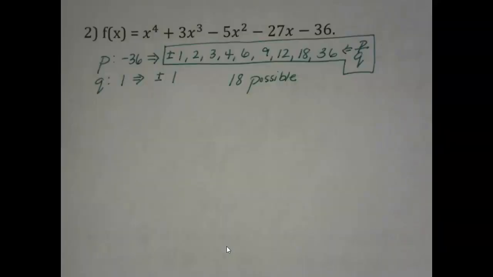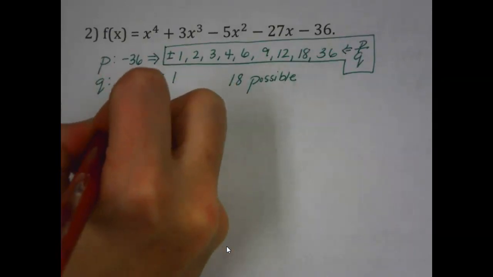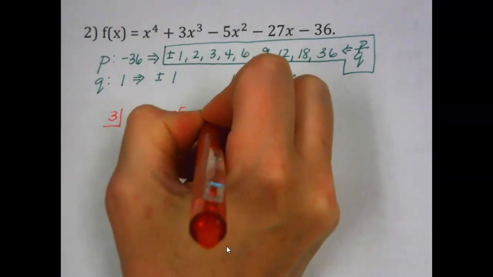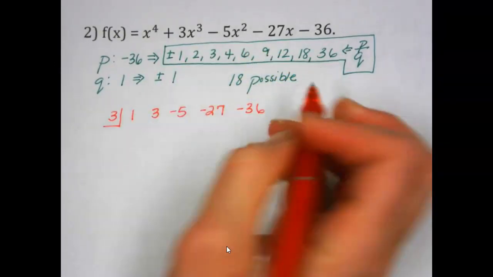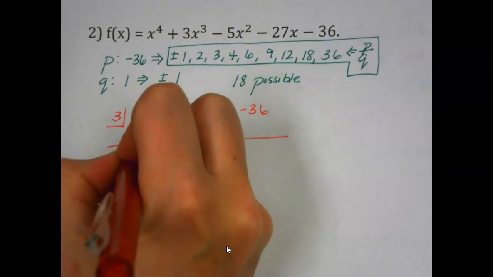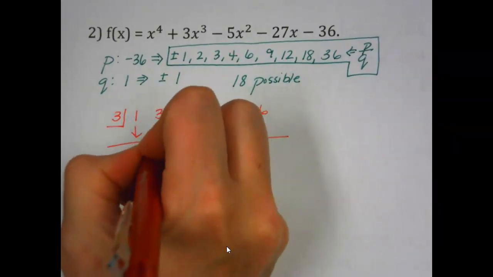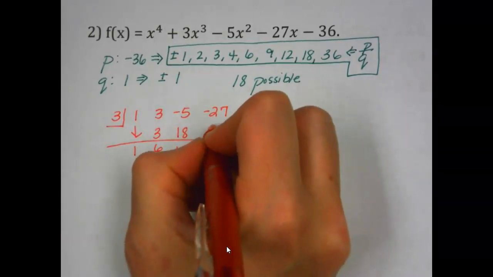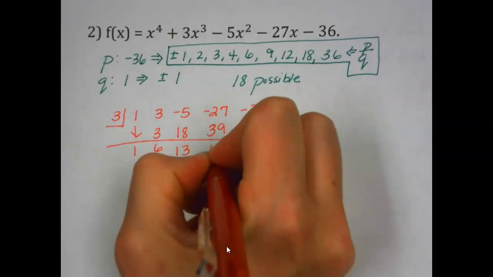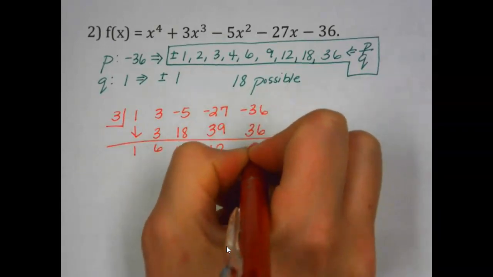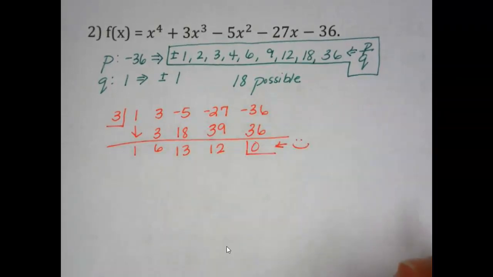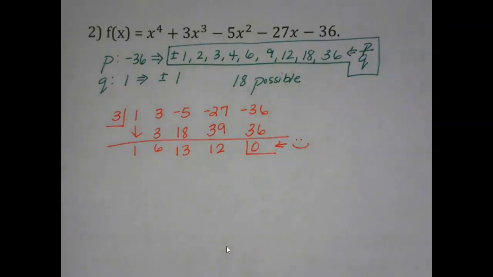So I would put that equation into Desmos and see which ones I should start with. And I find that 3 looked like a good one. So 1, 3, negative 5, negative 27, negative 36. And I'm going to drop down the 1 and go through my multiplying and adding. Hopefully you've already done all of this and you're just checking along with me to see if you had it right. I really want you to pause a lot and work for yourself. That one worked. Okay, now I'm going to look at Desmos to see if I can find another one.